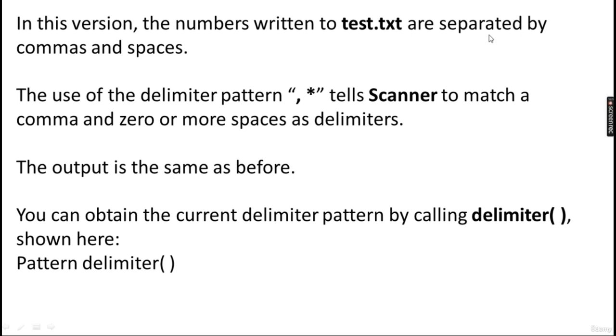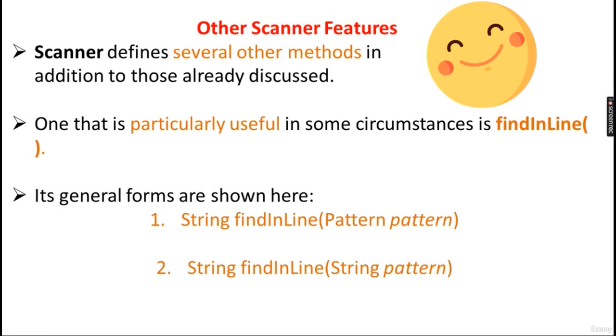The numbers in the test.txt are separated by commas and space. The use of the delimiter pattern comma star tells the scanner to match a comma and zero or more spaces as delimiters. Okay, so the output is the same as before. Okay, so the current delimiter pattern you can find out using the delimiter method. It will return you the pattern.